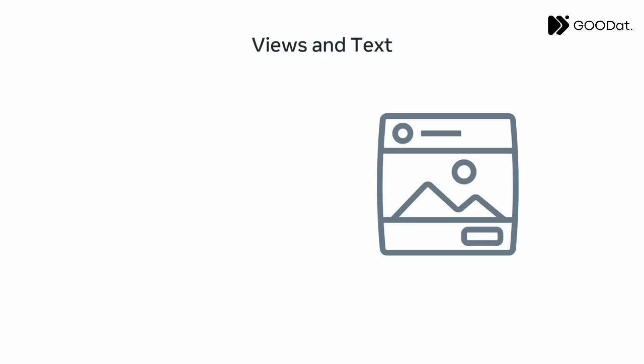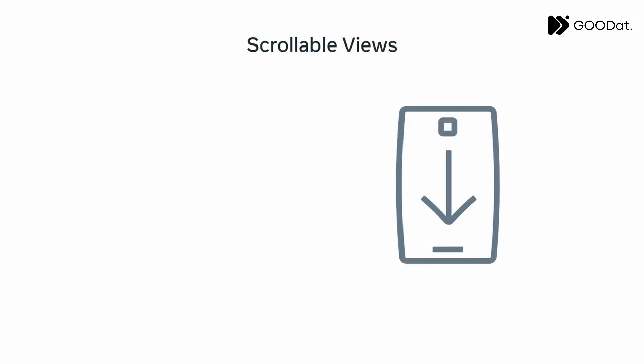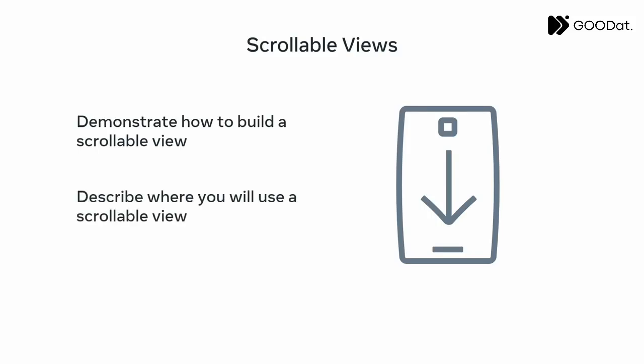In Lesson 4, you learned everything about views, text, and scroll views. You should now be able to demonstrate how to use the two basic core components of React Native, view and text, and describe the basic features of these components and their usage. You should also be able to demonstrate how to build a scrollable view by using the scroll view component and describe its basic usage in React Native.